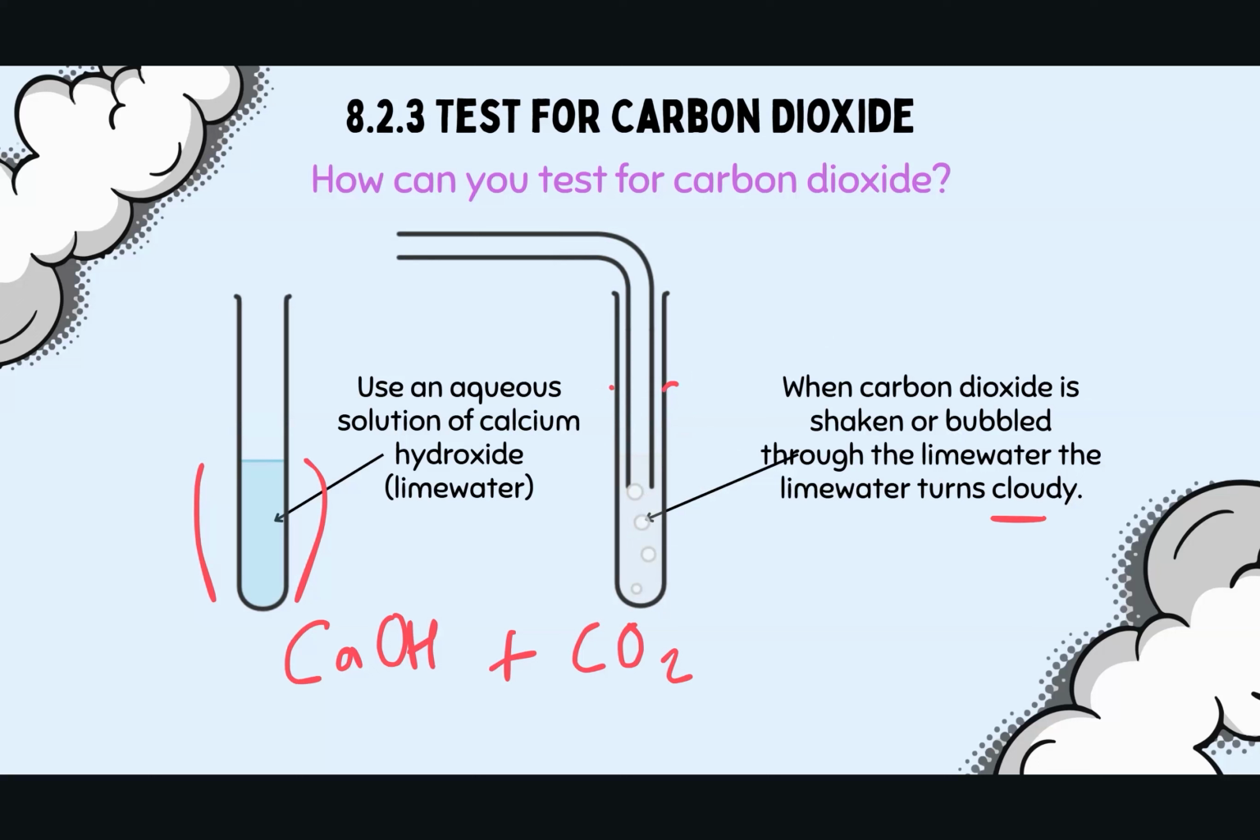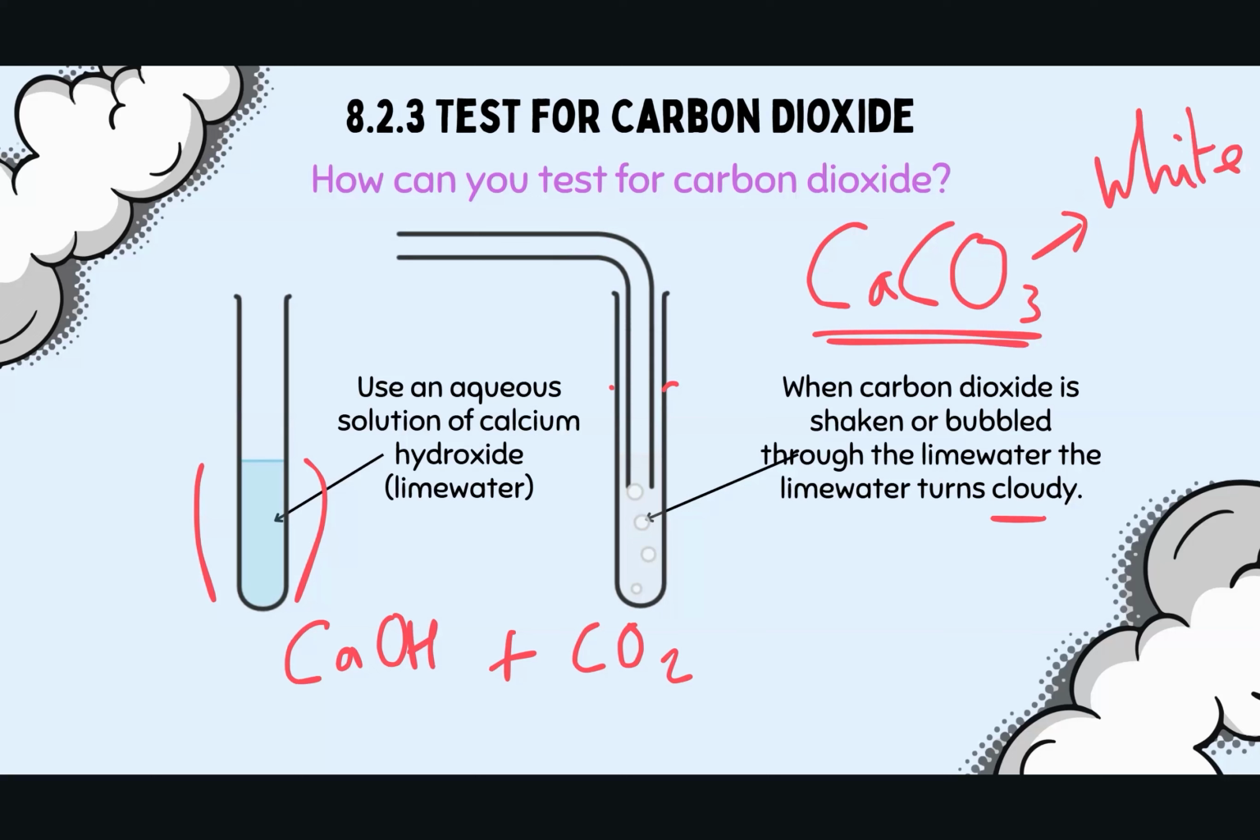That's because when you add carbon dioxide to lime water, it makes calcium carbonate as a precipitate. That calcium carbonate precipitate is white in color. So it makes a white solid called calcium carbonate. Just keep it in mind. Doesn't necessarily mean it'll come in the AQA paper, but just in case.